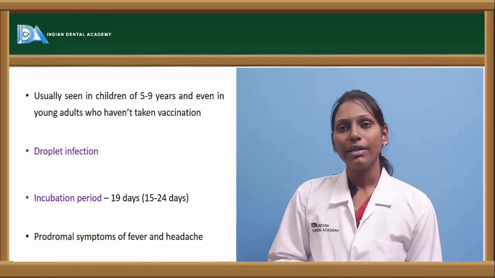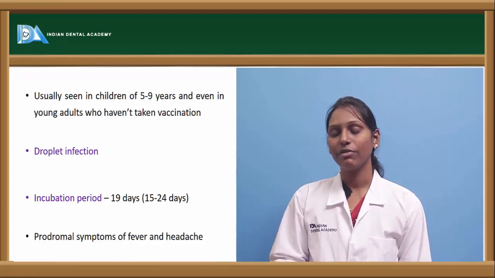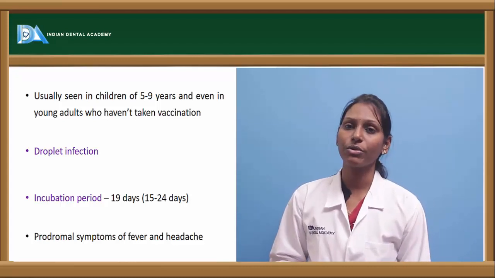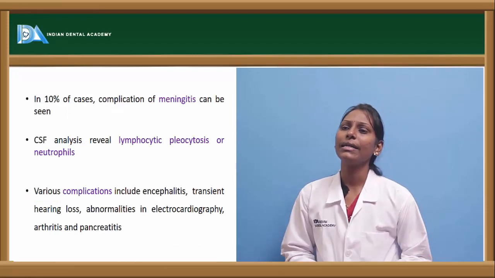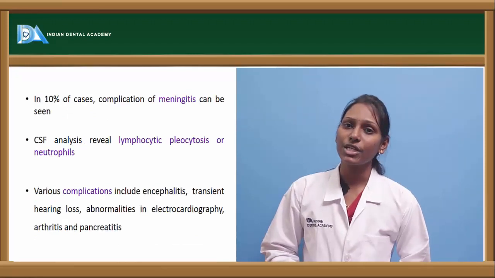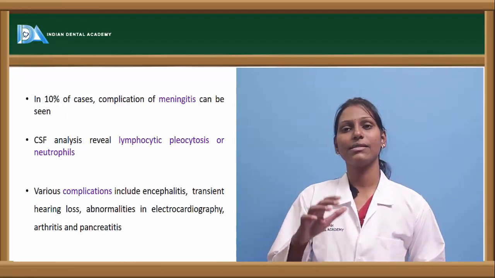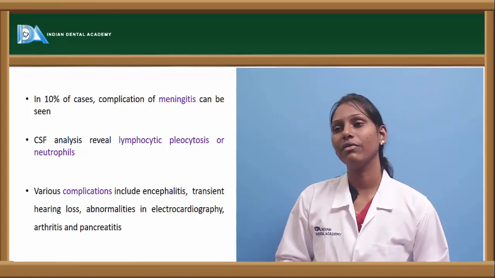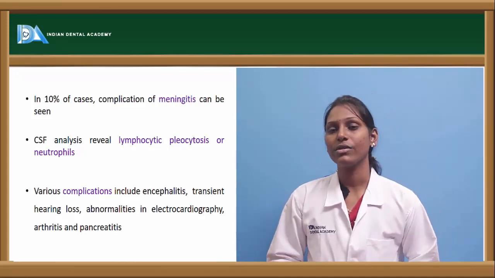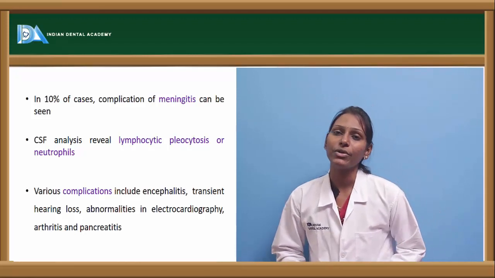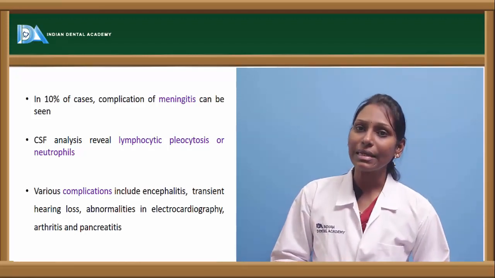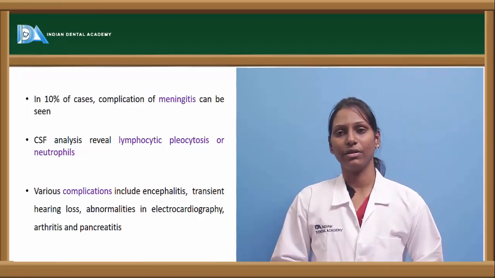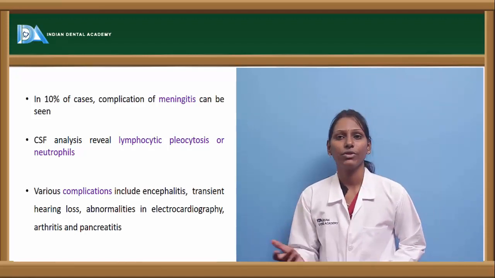MUMPS has prodromal symptoms with fever and headache, which are the common prodromal symptoms associated with MUMPS, and in 10% of cases there will be complication of meningitis. CSF analysis in these cases will reveal lymphocytic pleocytosis or neutrophils. Lymphocytic pleocytosis is nothing but abnormal increase in the lymphocytes in CSF.